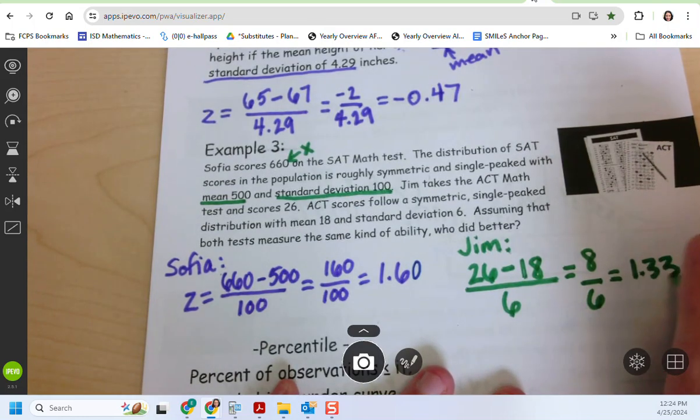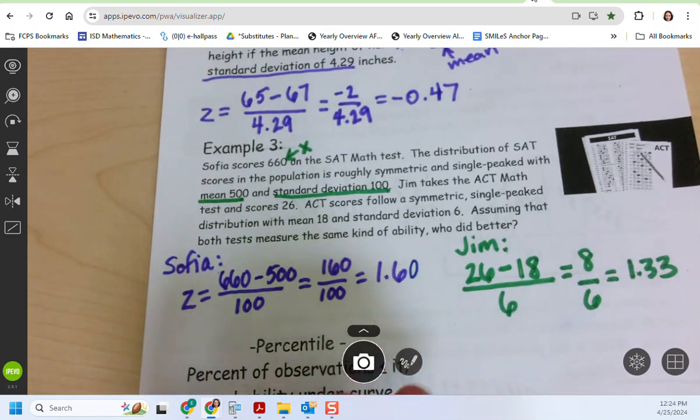Okay, so once you have 8 over 6, divide it and round to 2 decimal places. The reason we round to 2 decimal places is because we can get more information from z-scores using a z-score table, and the z-score table is rounded to 2 decimal places.